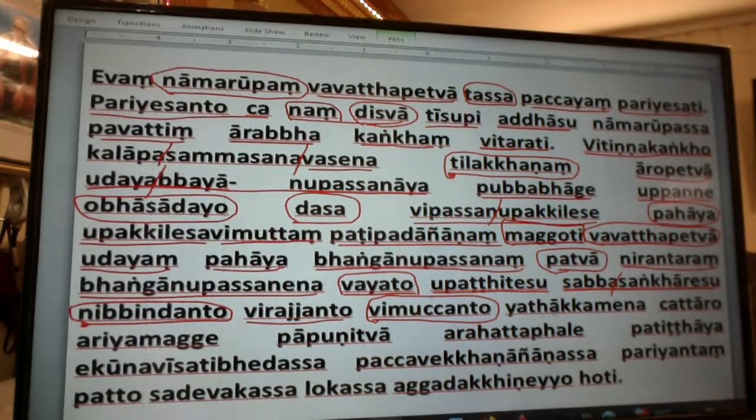Yathakkamena means step by step. Chattaro, Ariya Magga, noble path. Ariya Magga, noble path, Papunitva.